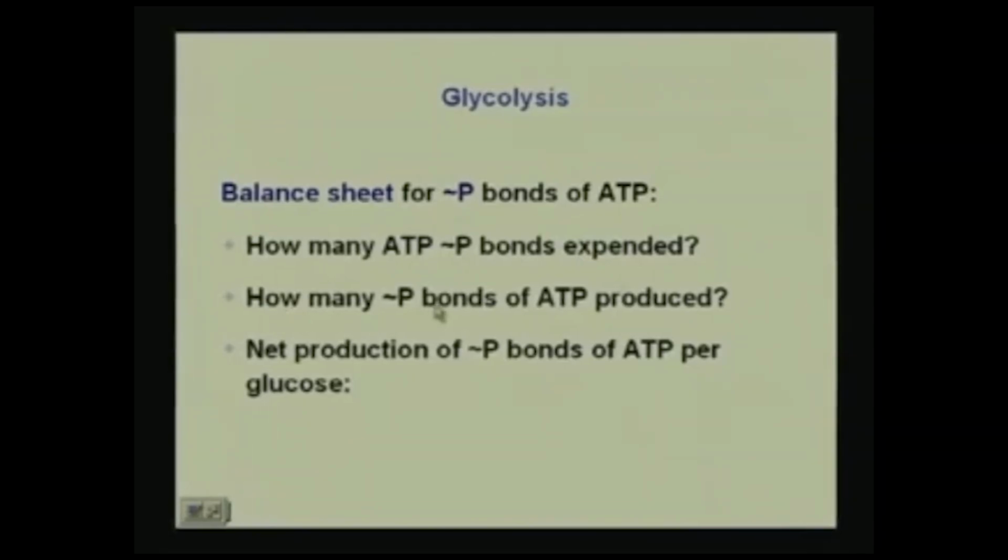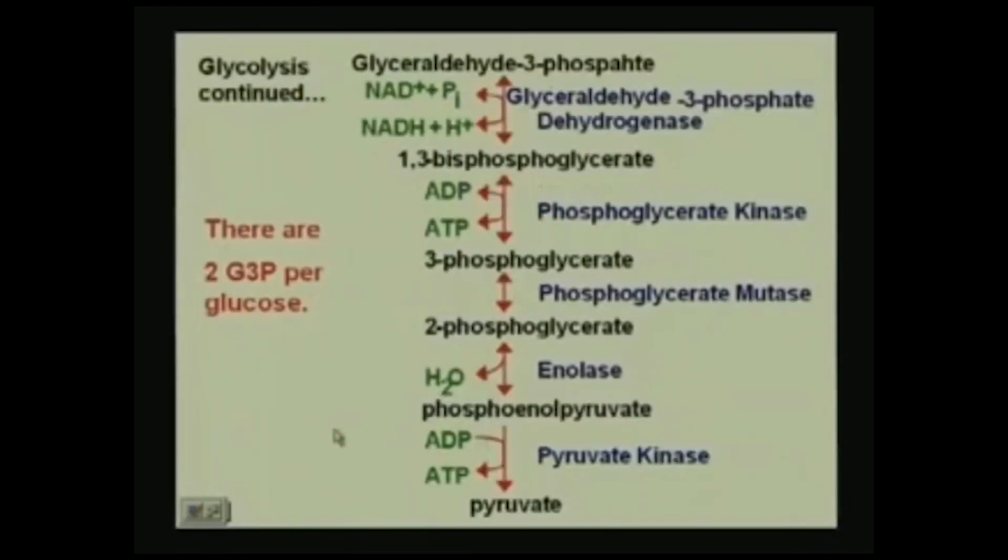How many phosphate bonds of ATP are produced? How many are produced? Is it 2 from every molecule of glucose? 4. Why? Because we have 2 of these.